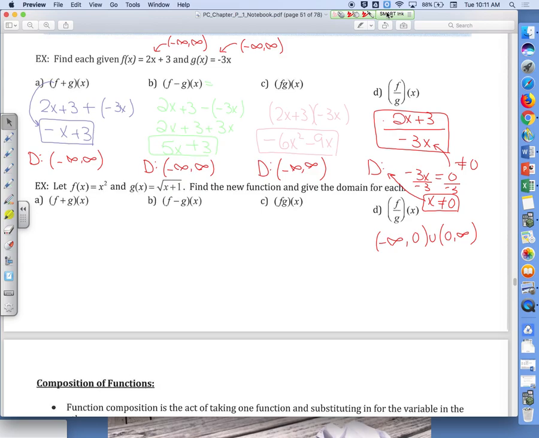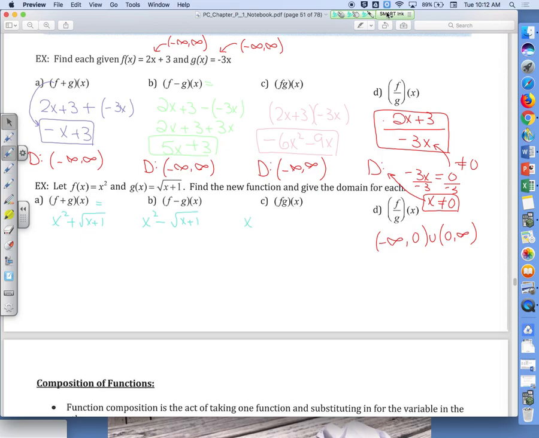Second example, same idea there. So if we go through and we find the sum of these two functions, f plus g of x would just be x squared plus square root of x plus 1. Just add the two functions together. For subtraction, x squared minus square root of x plus 1.